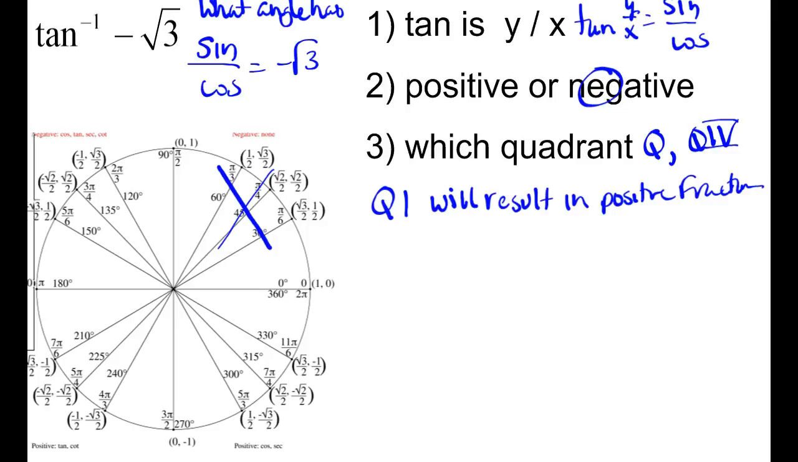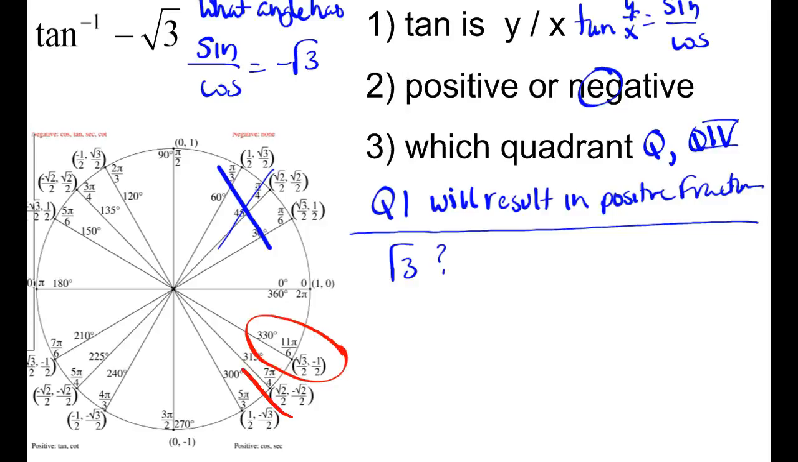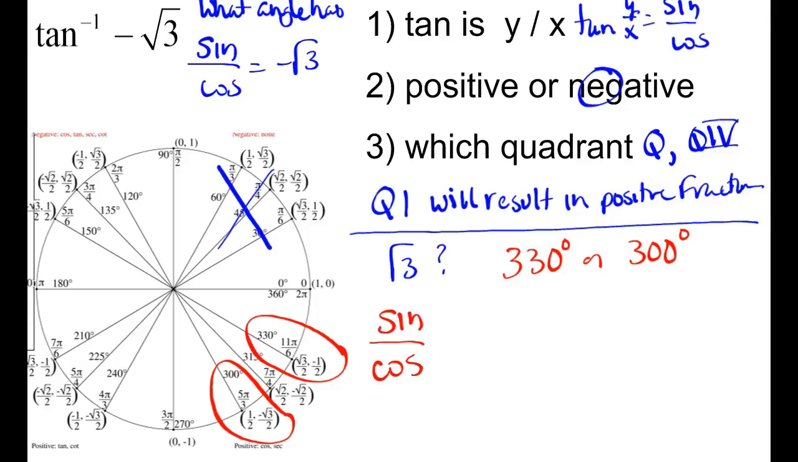So now I'm going to go look at what angles have a radical 3 in one of the coordinates. So I know I'm going to look at either 330 degrees or 300. One of those two. So 330 or 300, I'm not sure. I'm going to have to do a guess and check. So what's going to happen is I'm going to take sine over cosine, and I'm going to start with 330 first. So the sine of 330 degrees is negative 1/2 over radical 3 over 2.